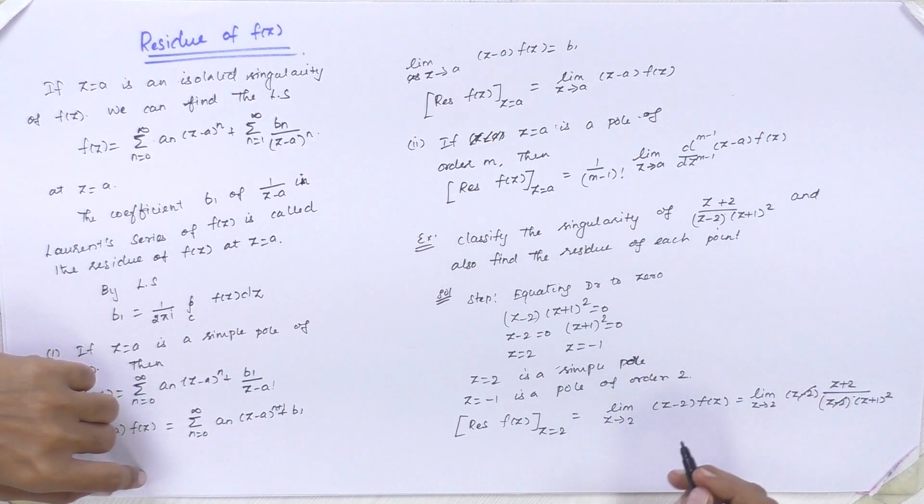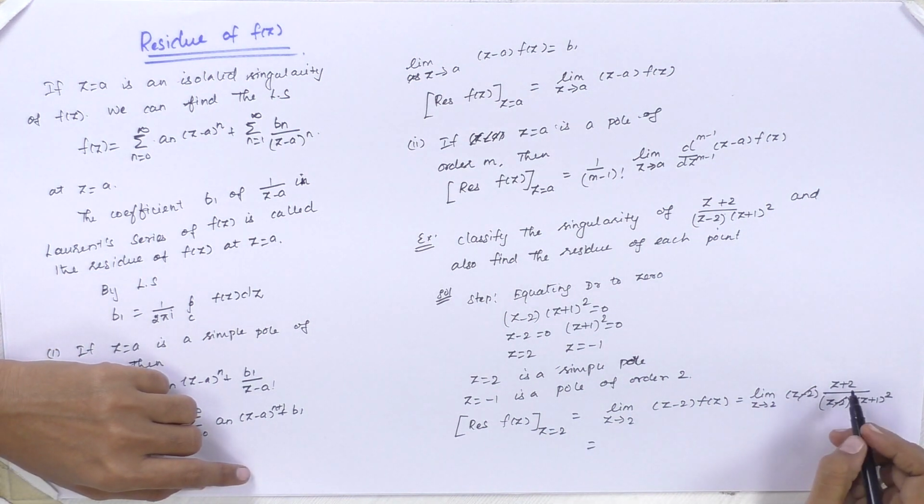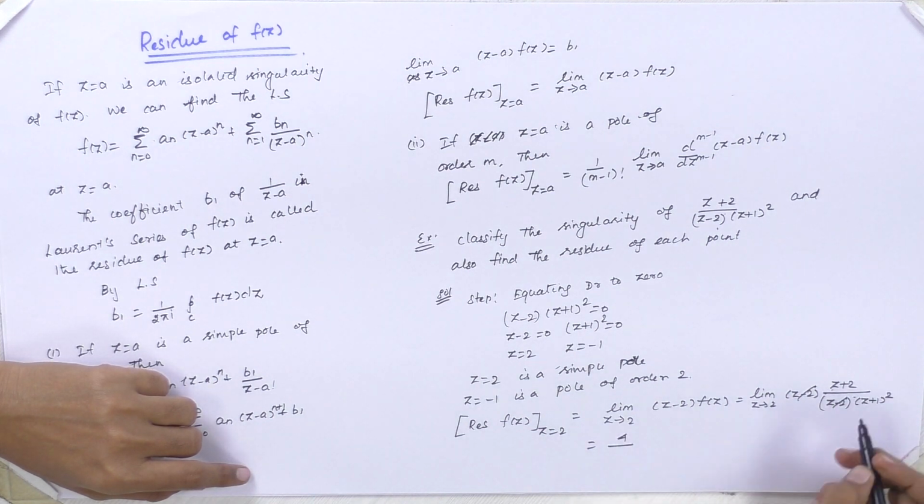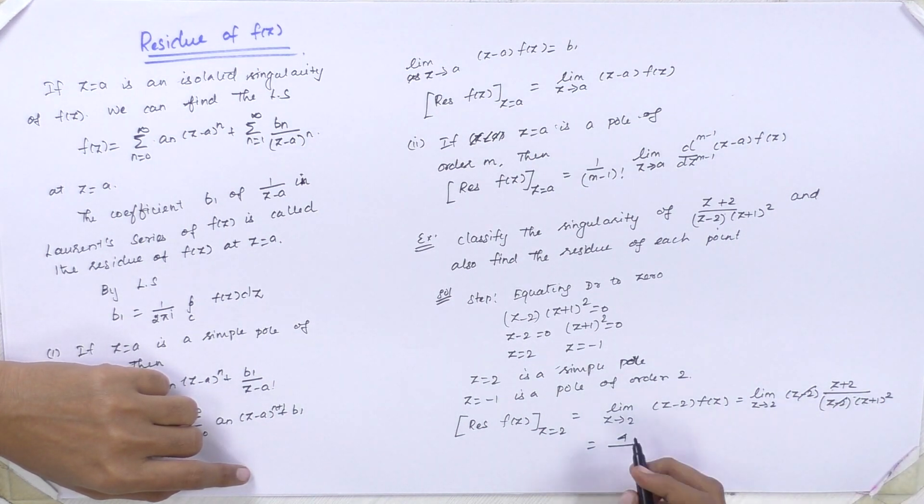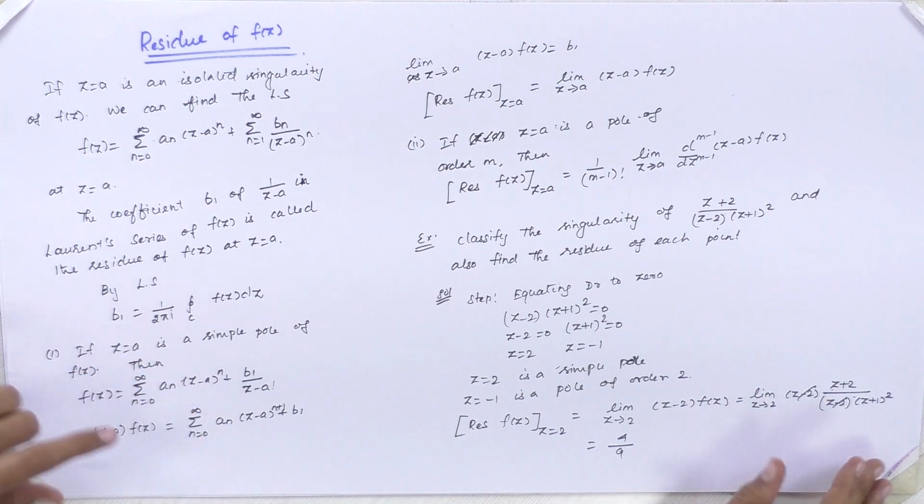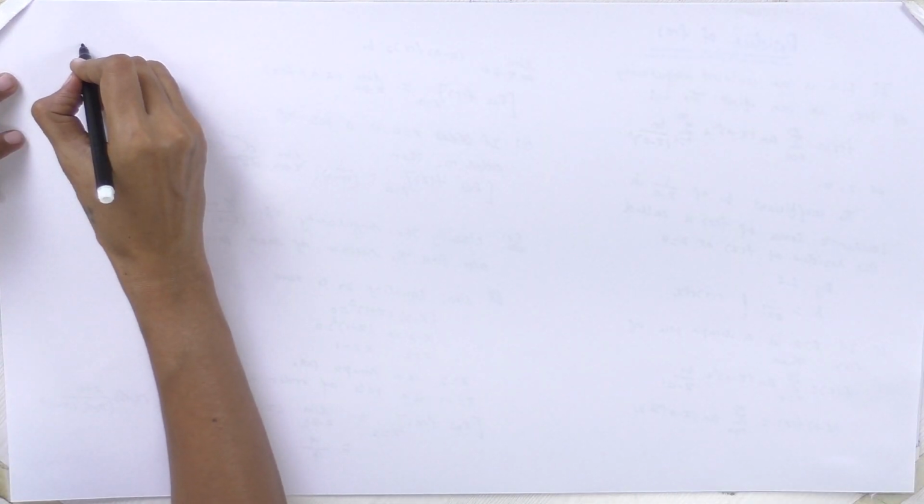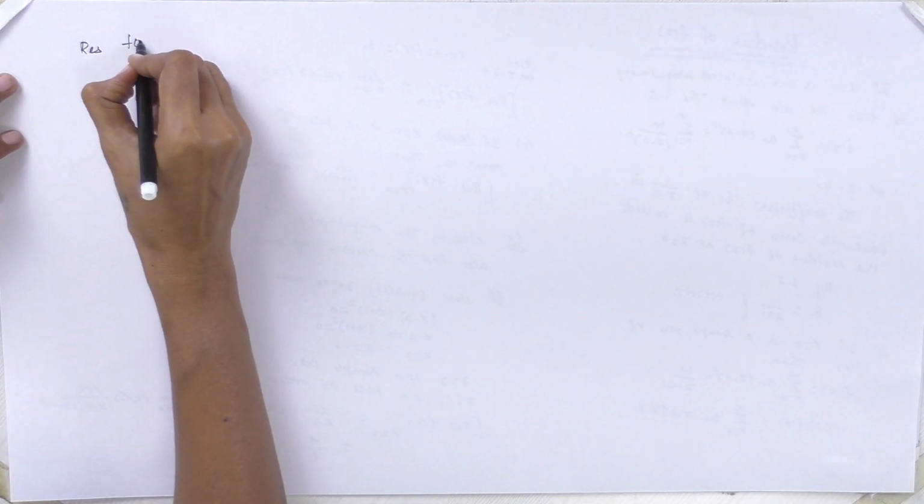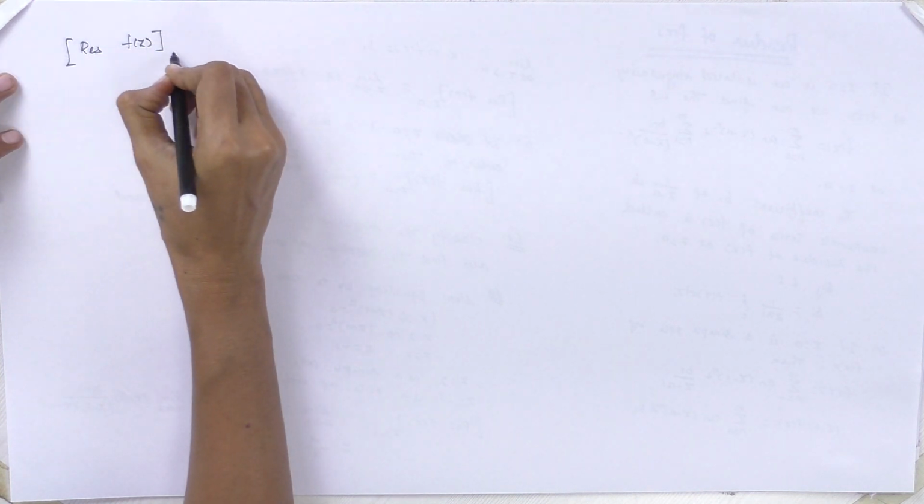This and this get cancelled. Now substitute the limit z = 2, then 2 + 2 is 4 upon (2 + 1) is 3, 3 squared is 9. So the residue of f(z) at the point z = 2 is 4 by 9.